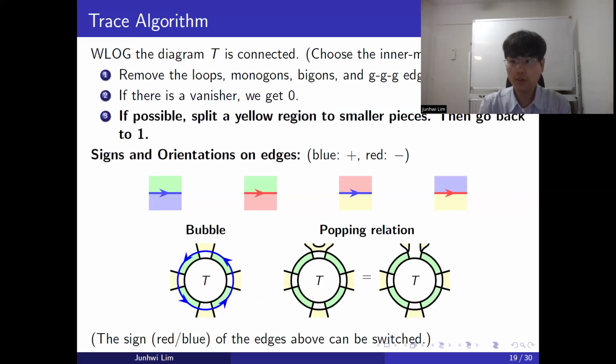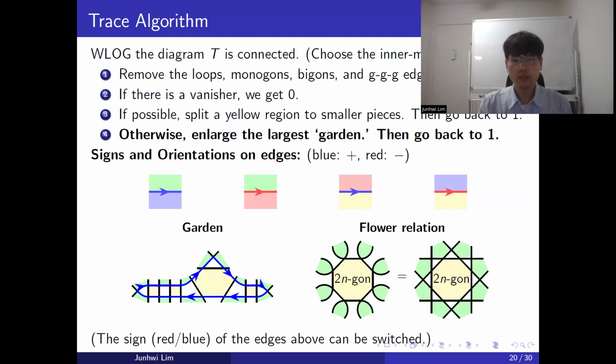Now suppose there is no vanisher. Then we consider another substructure called a bubble. And if you have a bubble, then sometimes you can pop the bubble and split the neighboring yellow regions into 2 parts. This way we can split the yellow region into smaller pieces. And after doing that, we go back to step 1. And if we could not split the yellow region, we consider another substructure.